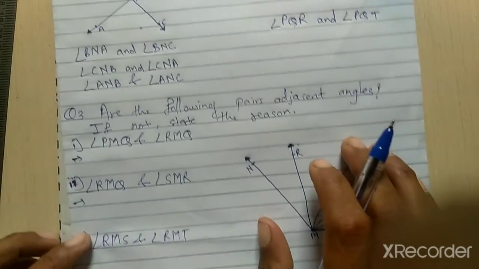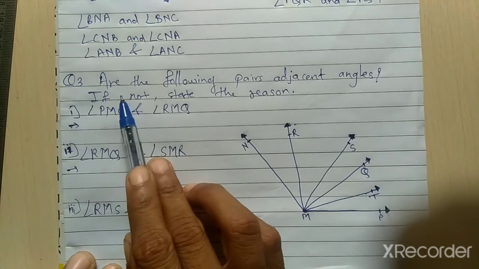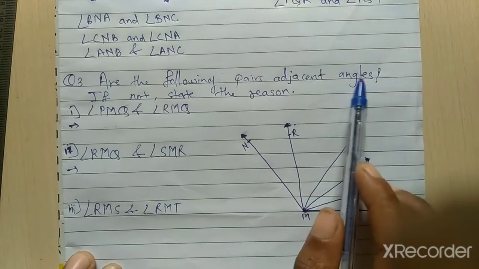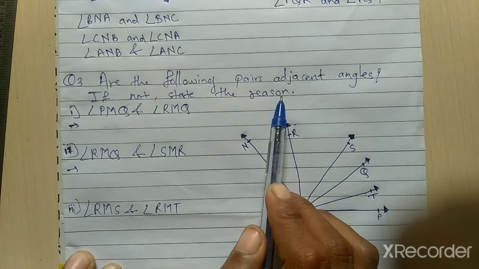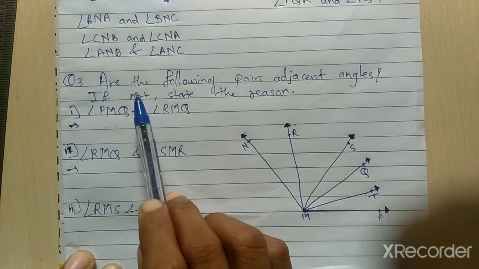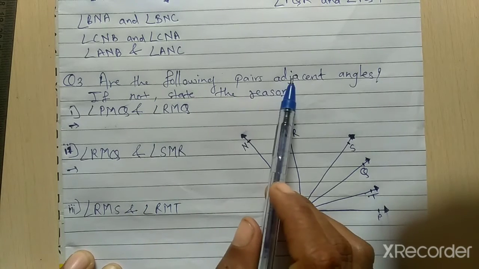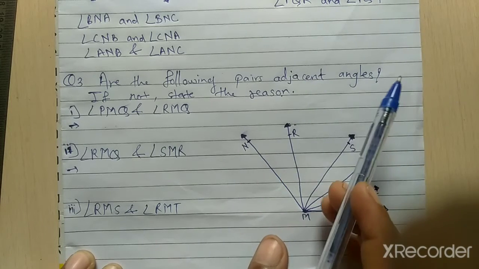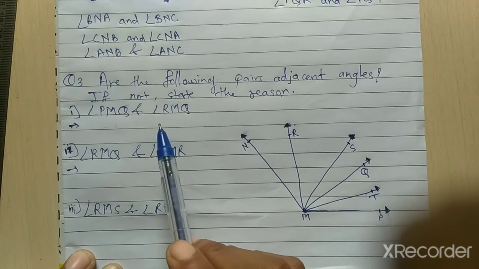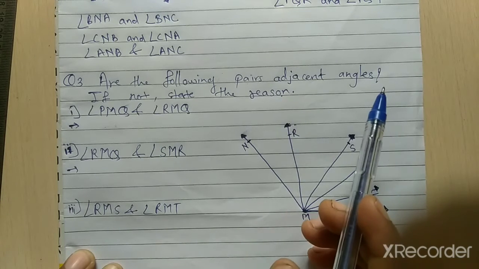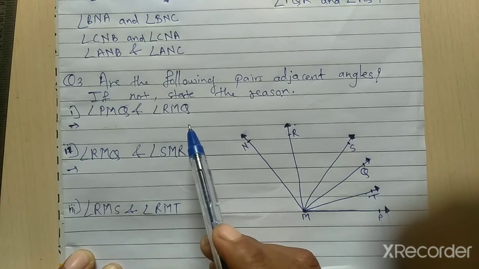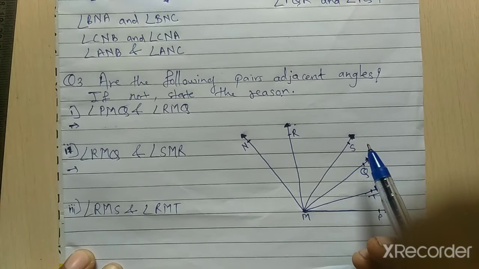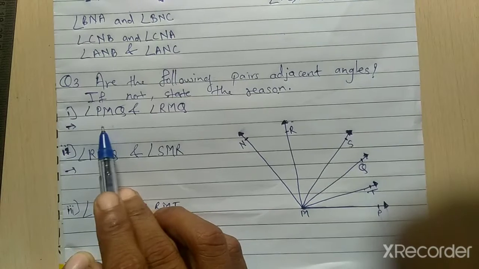Now question number 3. Are the following pairs adjacent angles? If not, state the reason. What do we have to do here? We have to find out whether the pair is adjacent or not. If yes, then we write yes, the pairs are adjacent. If no, then we have to find out why they are not adjacent angles. We have to find out why not. Okay. So now the first one.